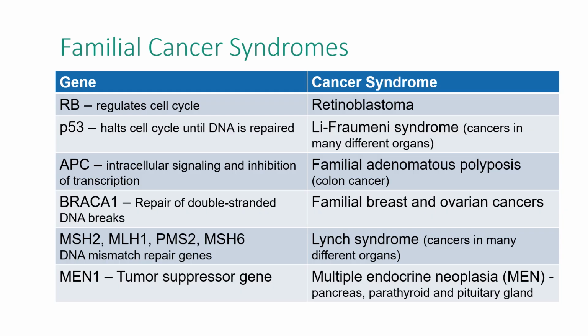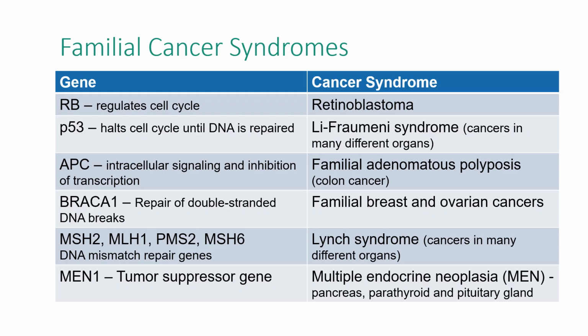So we have RB, which is retinoblastoma. RB regulates the cell cycle. It's basically a gatekeeper at the G1/S checkpoint. If both alleles are lost early, especially in childhood, you get retinoblastoma. So kids with bilateral tumors, it's often an inherited mutation, okay?